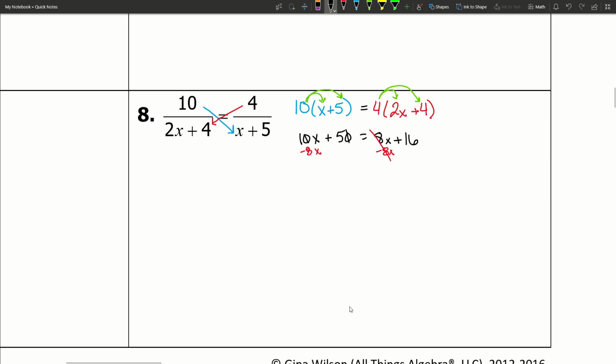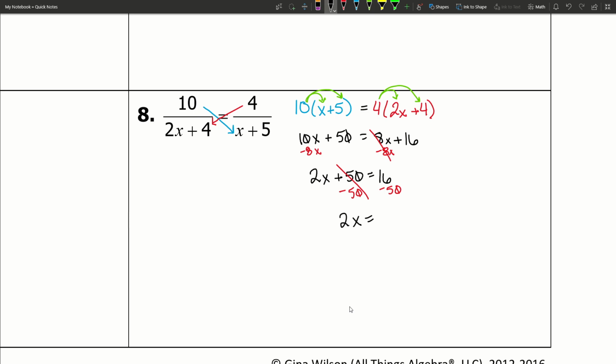Because 8x minus 8x is 0x, so I have 10 minus 8, which gives me 2x's left over. We subtract our 50, because 50 minus 50 is 0. We have 2x equals 16 minus 50.